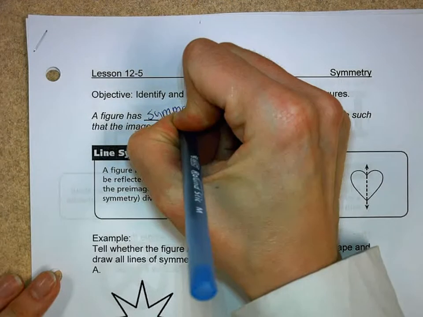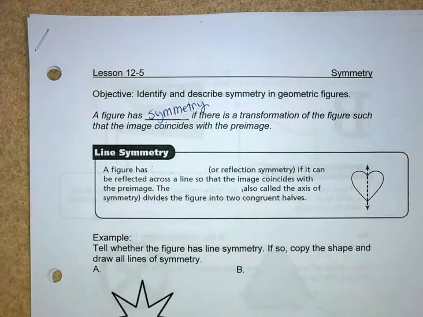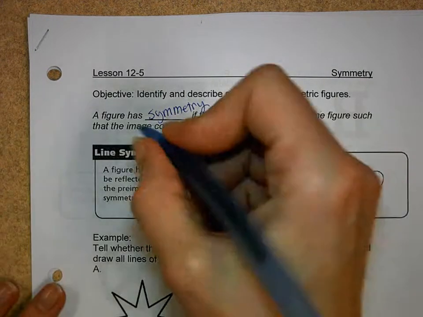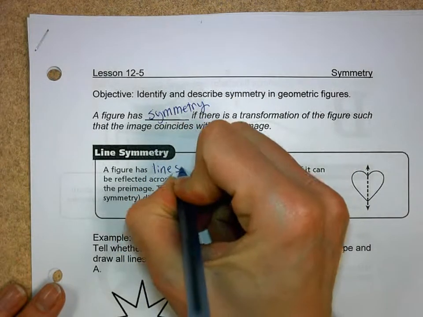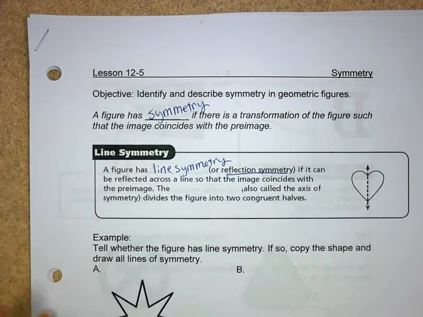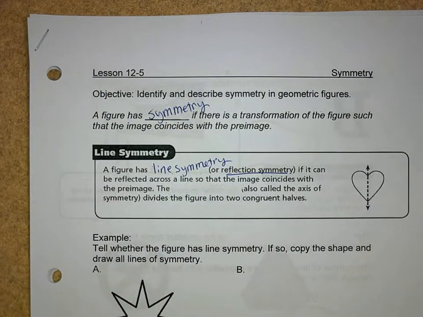A figure has symmetry if there is a transformation of the figure such that the image coincides with the preimage. So if I change it, it looks exactly the same. A figure has what's called line symmetry or reflection symmetry if it can be reflected across a line so that the image coincides with the preimage. And remember, preimage is what you start with, image is what you end with.